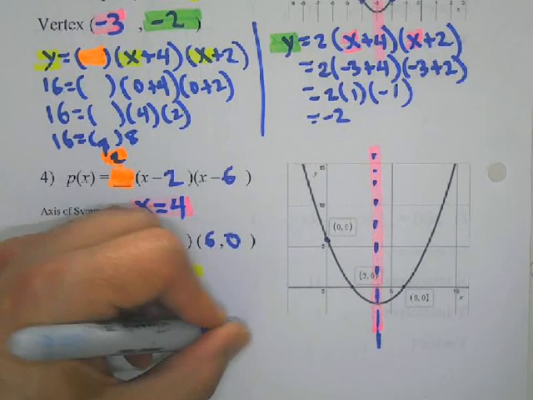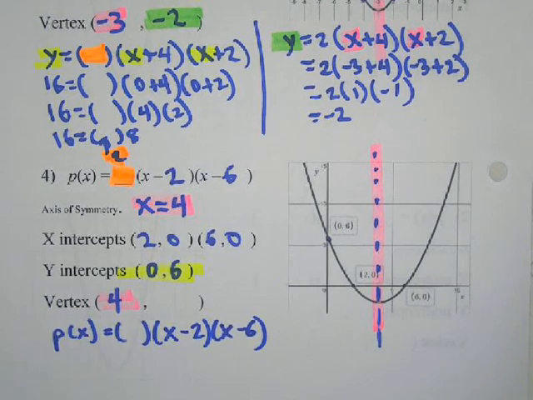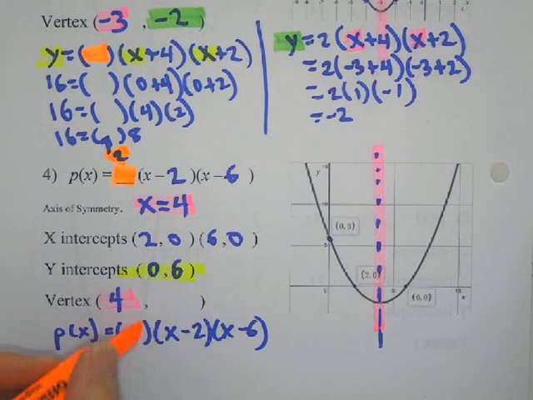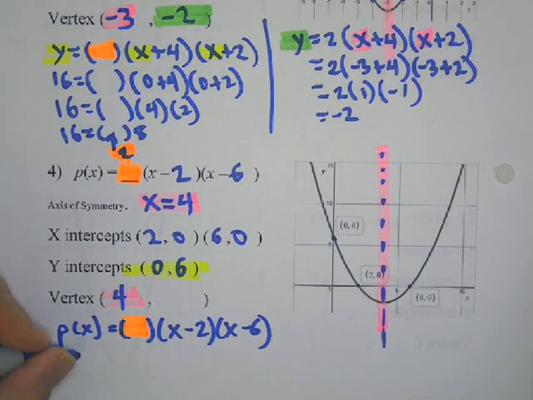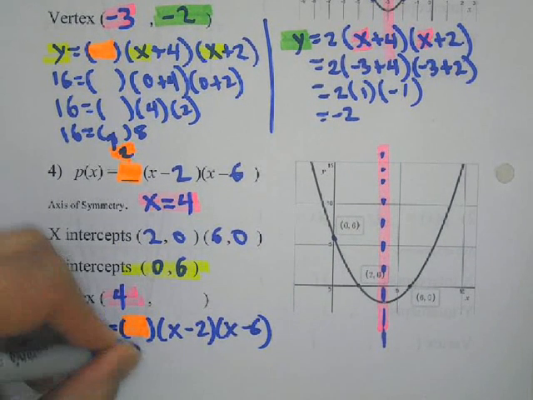Right, that's our equation. So we're trying to find that orange number. So we're going to replace p of x with 6. We've got our orange number. We're going to replace x with 0.